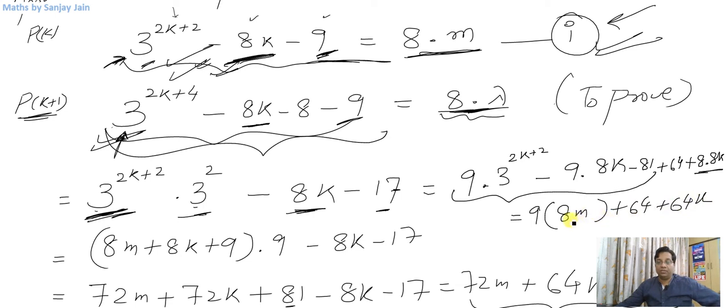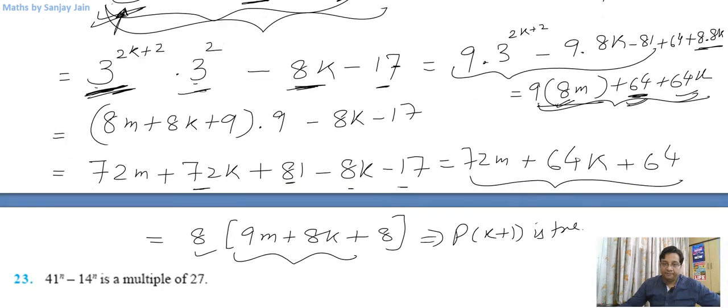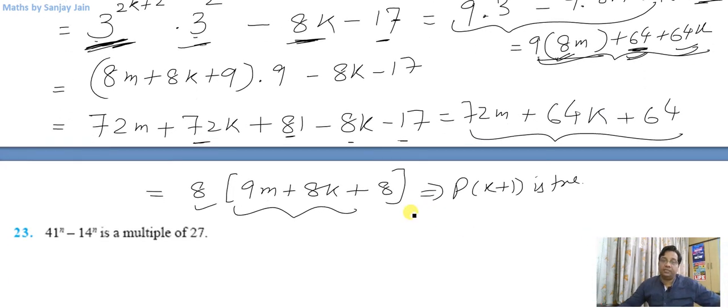So now you can see from the first term you can take 8 outside, from this term this is divisible by 8, this is divisible by 8, so the entire expression is divisible by 8. So p of k plus 1 is true, hence you can say p of 1 is true, p of k implies p of k plus 1. So by principle of mathematical induction, p of n is true.